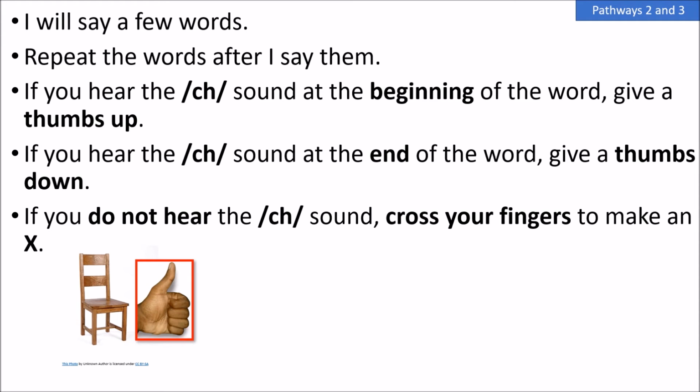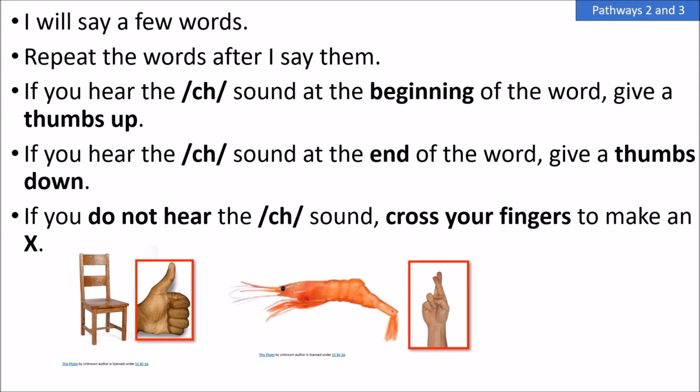The next word is shrimp. Thumbs up, thumbs down, or should you cross your fingers to make an X? Shrimp. If you crossed your fingers, you are correct. You do not hear the ch sound in the word shrimp.